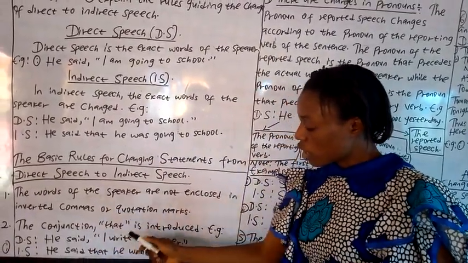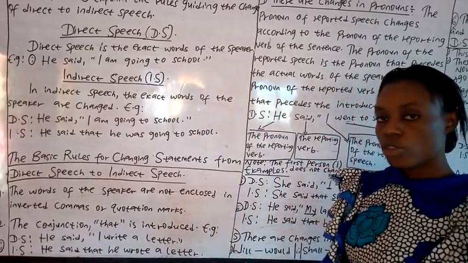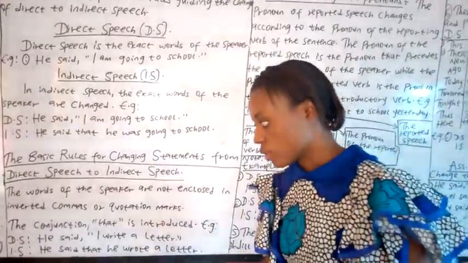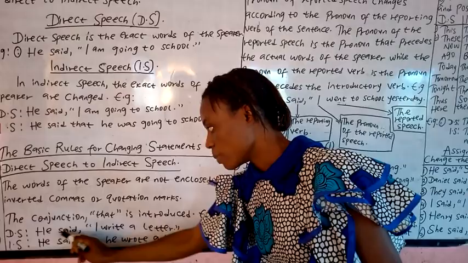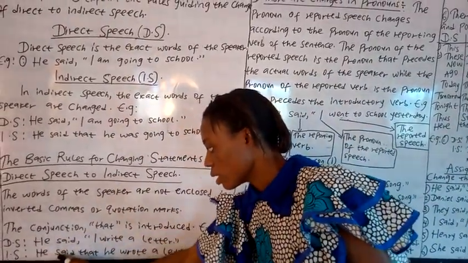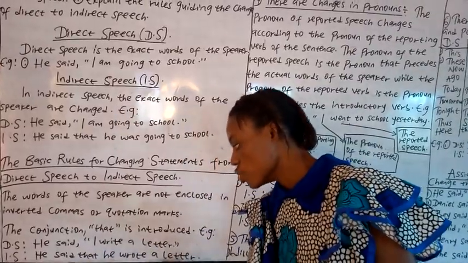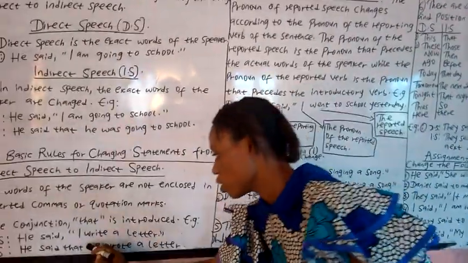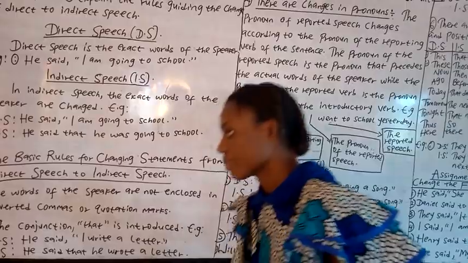Number two, the conjunction "that" is introduced in indirect speech. Example, direct speech, he said, "I write a letter." Then in indirect speech, it now becomes, he said that he wrote a letter. You see the introduction of the conjunction "that."